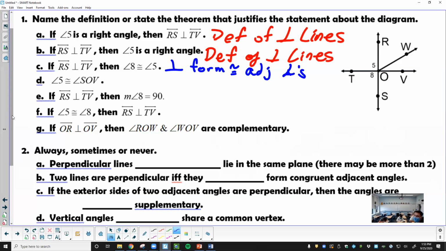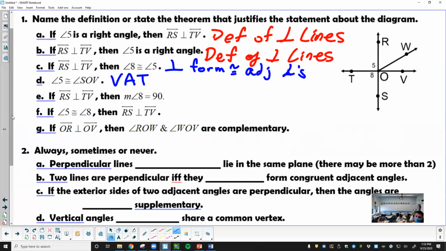Getting tricky here. Don't get lost in the shuffle on letter D. Angle 5 is congruent to angle SOV. Make sure you look at that. What's going to tell us that that's true? I'll give you a hint. It's not on your note template today. Not something that we've talked about today. What do you think? Vertical angle theorem, VAT. Vertical angles are congruent. Yeah? That's the theorem we had last time we read.